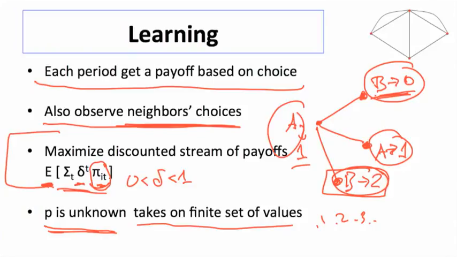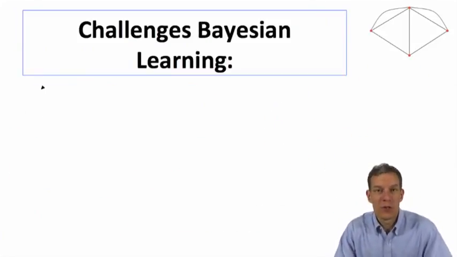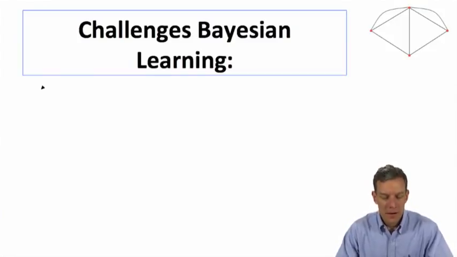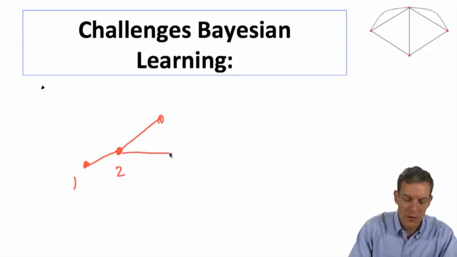Okay, that's the structure. So now let's talk about some of the difficulties with this. What are the real challenges in Bayesian learning? So first of all, let's suppose that I know what the network looks like. I'm person 1, here's person 2. Person 2 is connected to some other individuals, say 3 and 4. And they're connected to 5, 6, and so forth, right?